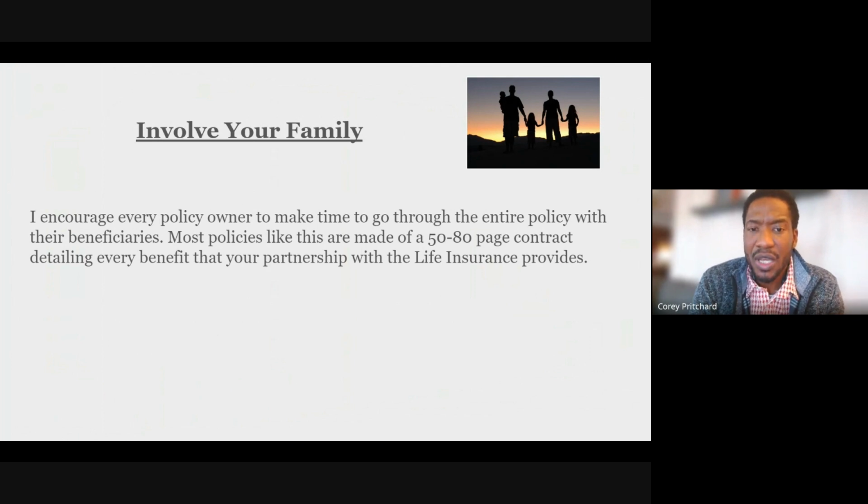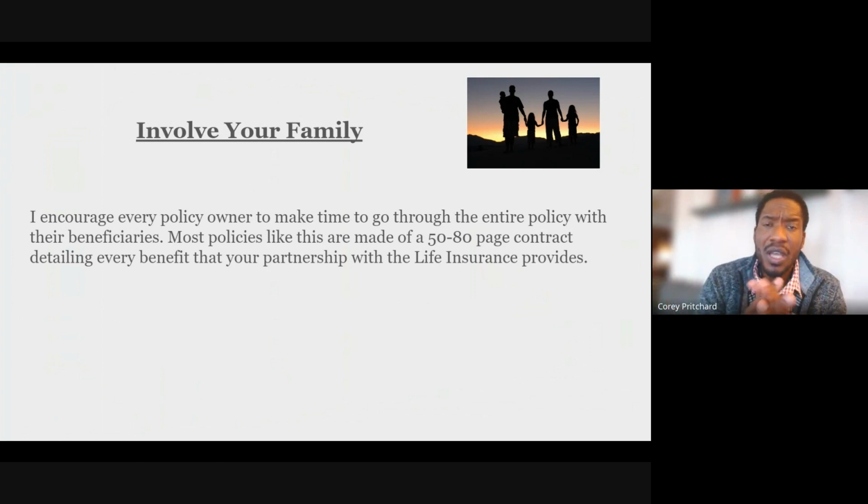I encourage you to take this policy review, right? Go through it in detail, right? Maybe it takes you a few days, right? But actually go through it line by line, because it's a contract. Okay, it's a contract between you and the life insurance company, and you want to know how to hold them accountable for what they said they're going to do, right? Because they're going to hold you accountable.